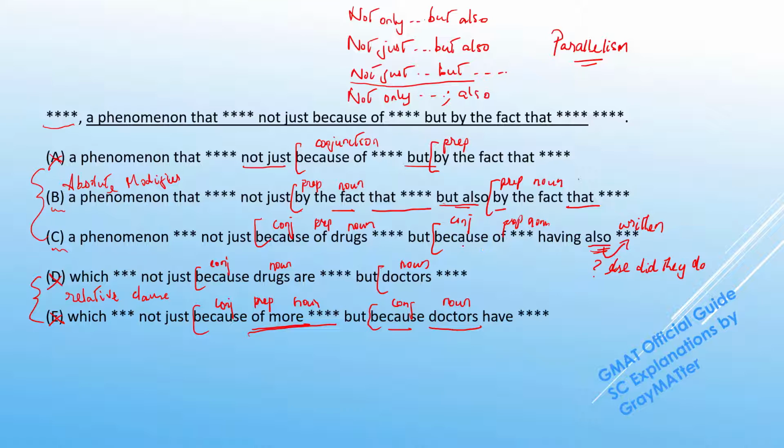No, right? Because the sentence really wants to indicate that this phenomenon was because of these drugs and because of doctors writing expensive prescriptions. So we don't have to indicate that the doctors did something else as well. So that meaning becomes invalid. C goes off, and our right answer choice is B for Bravo.